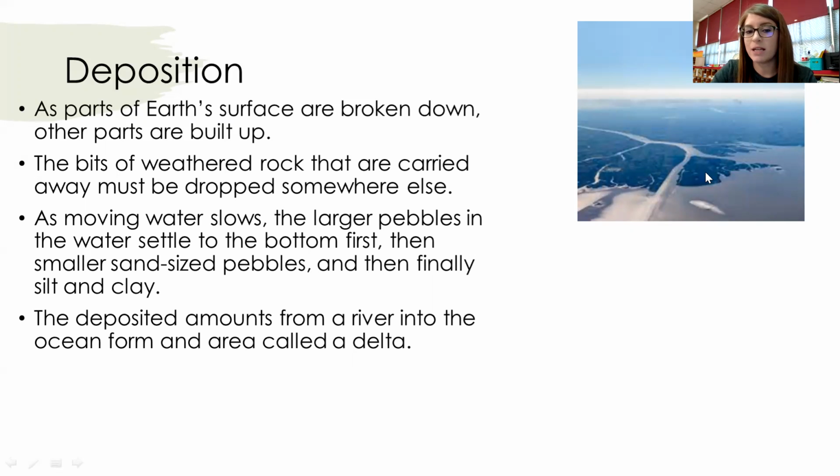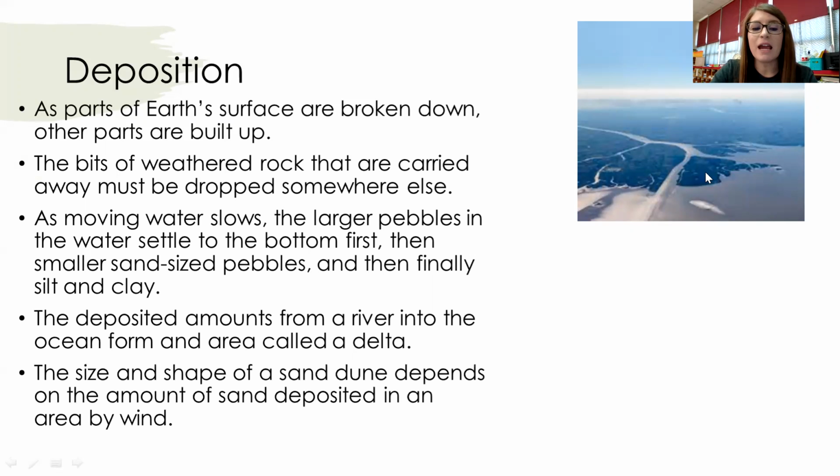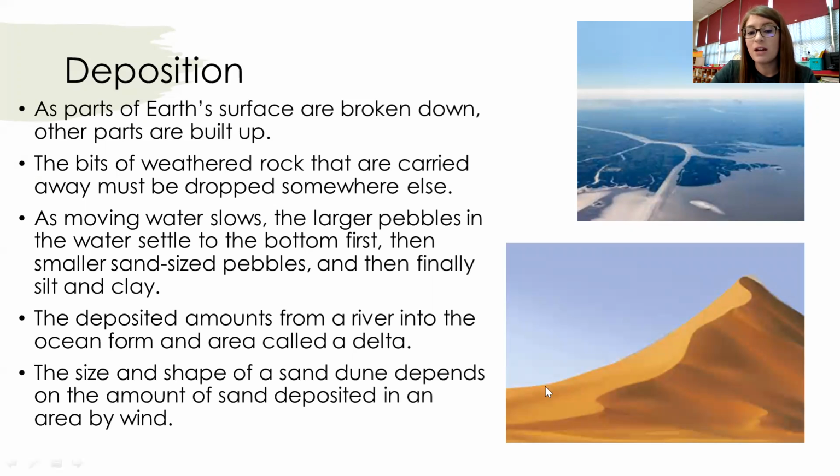This is a delta. The size and the shape of a sand dune also depend on the amount of sand deposited in the area by the wind. So as you can see here, there is not really a built-up area, but this sand dune is exceptionally large because of how the wind has deposited the sand over time.